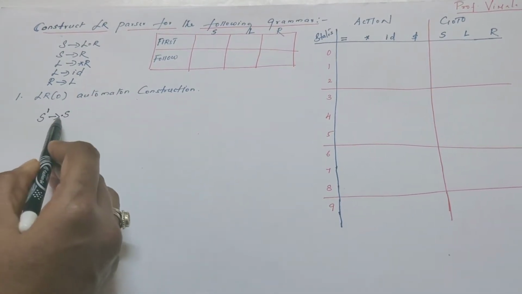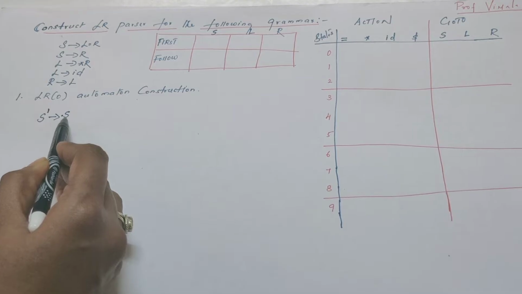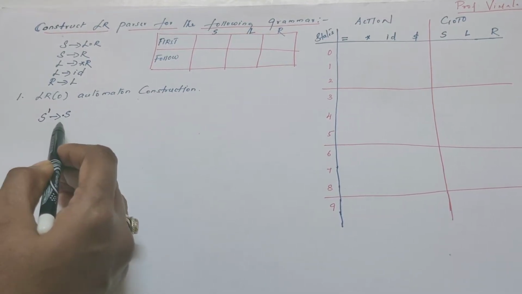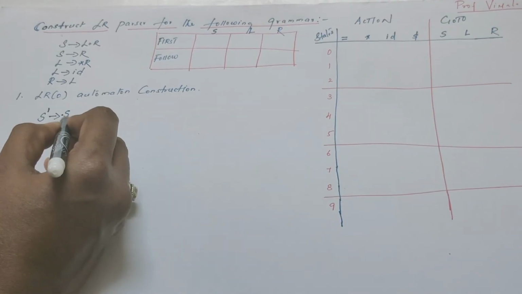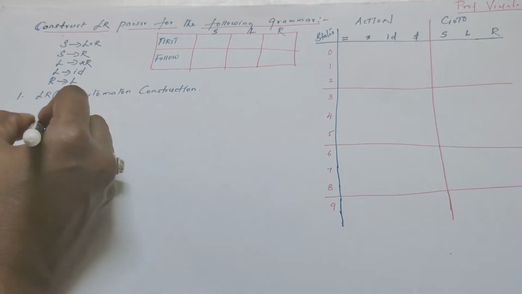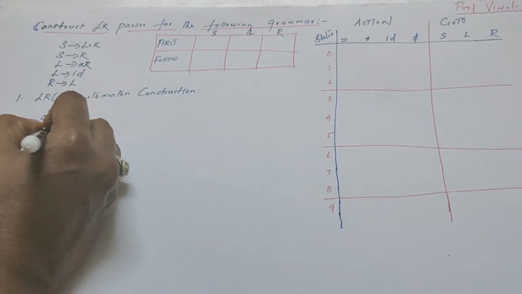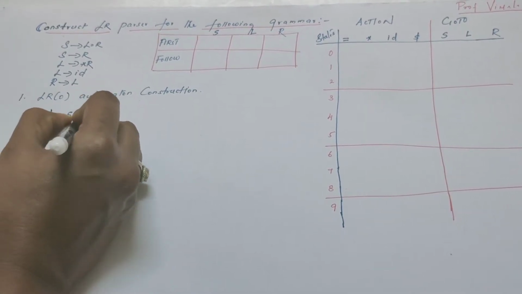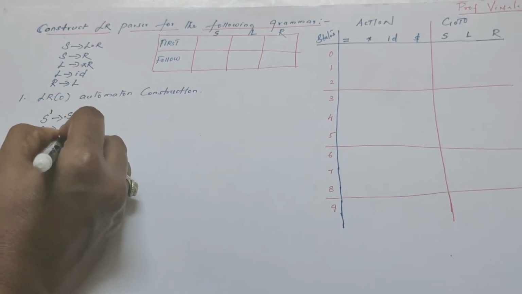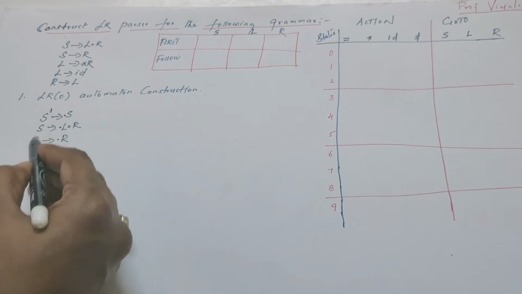Right? So after the dot, if a variable appears, whatever the rules are for that variable, those rules are to be included. So what variable is appearing here? It is S. So let us include the rules for S here. S derives dot L equal to R. Another rule is S derives dot R. We have included the rules for S.